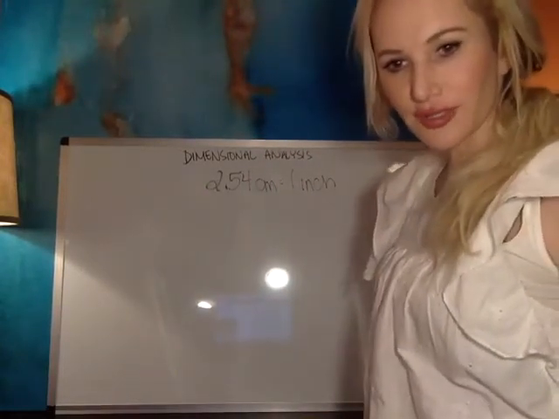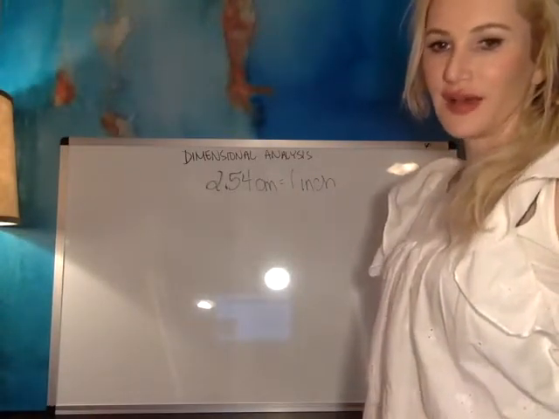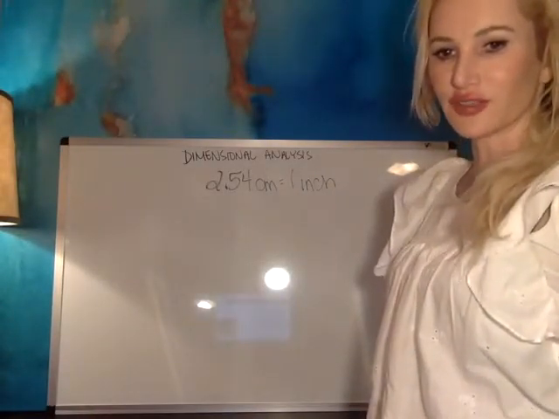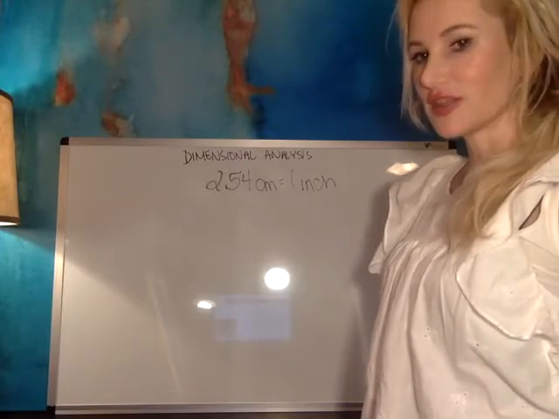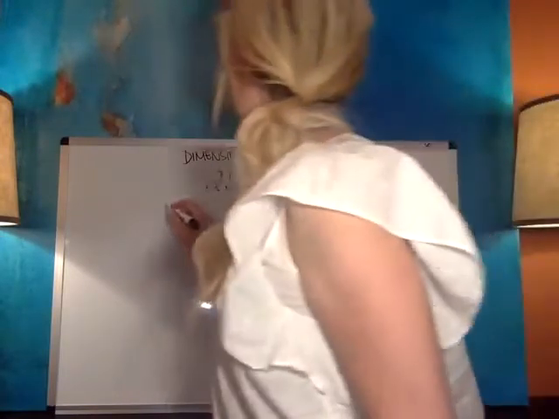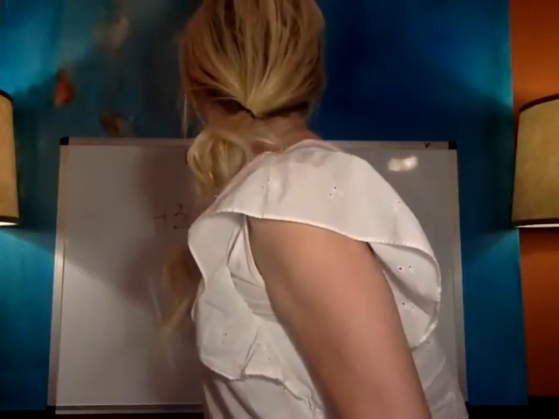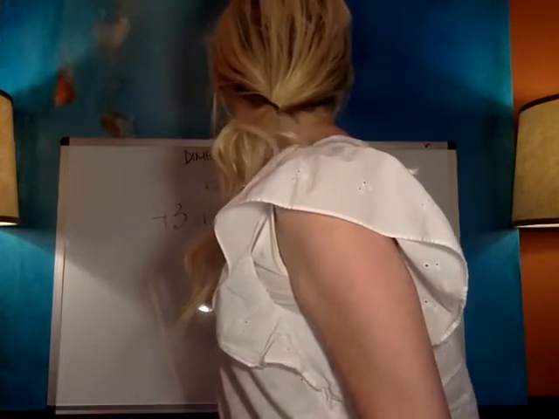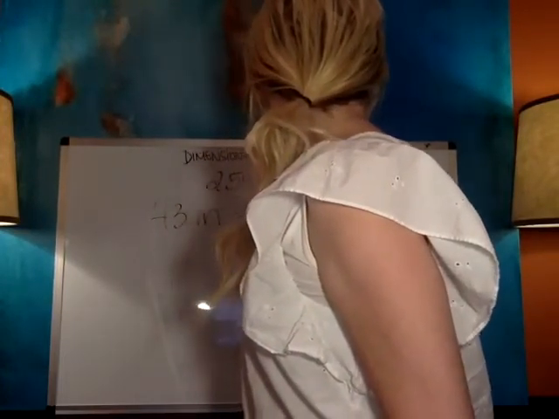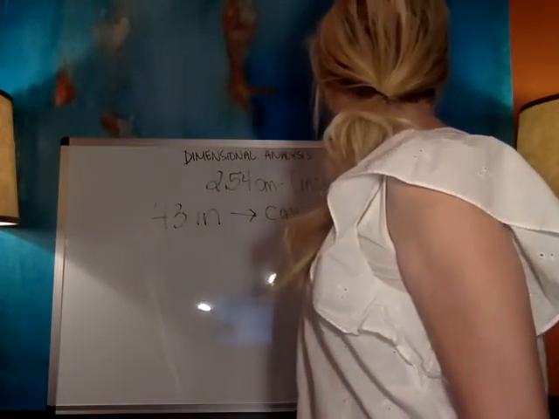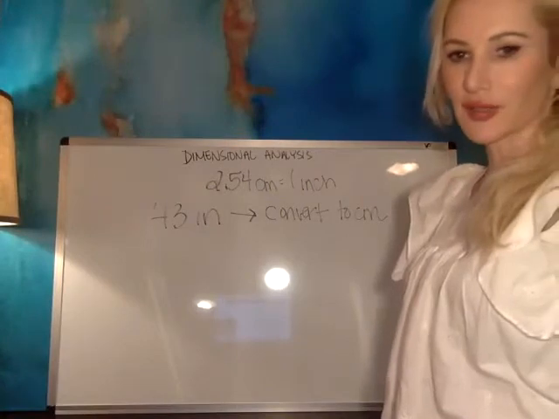These are called equivalents because they are equal to each other. Sometimes they're called conversion units, and sometimes it's just called dimensional analysis. So if you're given the problem, 43 inches, and they want you to convert to centimeters, you want to hone in on the numbers.